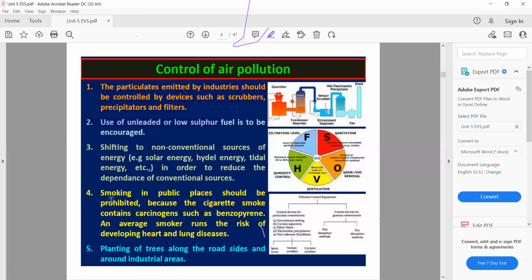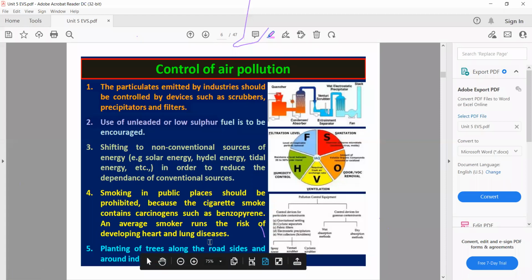Smoking in public places should be prohibited. Why? Because cigarette smoke contains carcinogens such as benzopyrene, which is very bad for your health. A direct smoker, that is an active smoker, as well as a passive smoker, both get affected. That is why it is always advised to quit smoking.